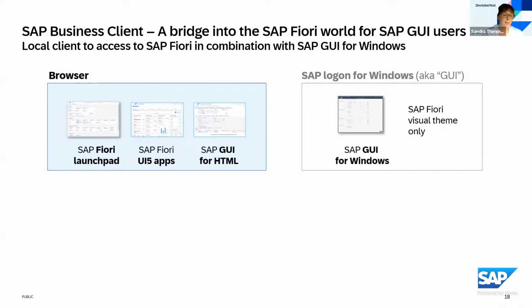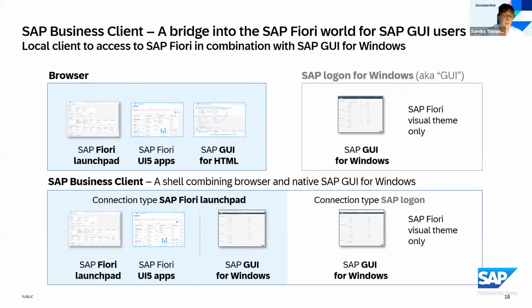But fortunately, the question is not either or. It's not either FLP standalone in the browser or only SAP GUI for Windows. It's both. With the SAP Business Client, you can have both. SAP's recommendation here is to consider using the SAP Business Client Launchpad connection on desktop to retain the best of two worlds. State-of-the-art SAP Fiori applications and SAP GUI for Windows transactions combined in one smart shell.